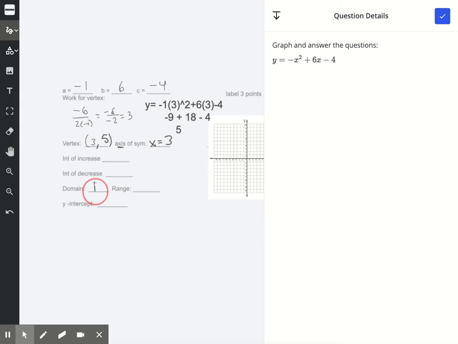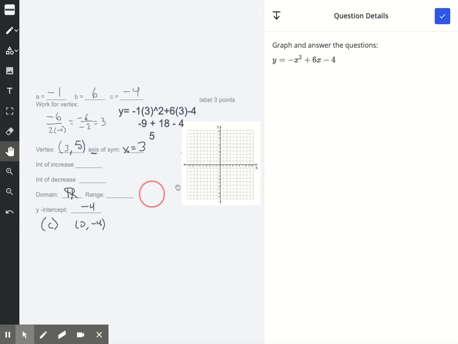Now, I know you know the domain is all real numbers. And it turns out, I don't know if you know this yet, the y-intercept is whatever the c is. You're not always going to get a c, but if it's in standard form, it's -4. So we'll accept that or that. Now that's the easy stuff. The rest of it is going to be helpful to actually see your graph.